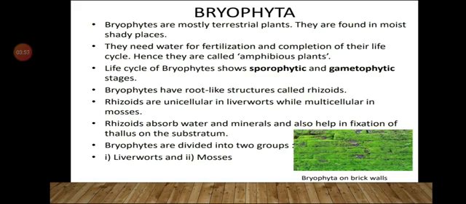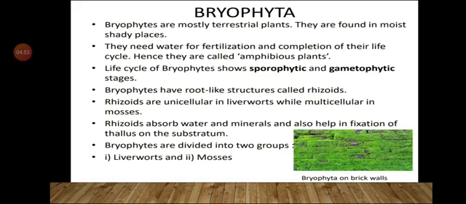Bryophytes have root-like structures. Make a note of it, students. Bryophytes do not have roots. They have root-like structures, something that looks like roots, and that is known as rhizoids. Rhizoids are unicellular in liverworts and multicellular in mosses. Liverworts and mosses are two different types of bryophytes. So liverworts have unicellular rhizoids and mosses have multicellular rhizoids.